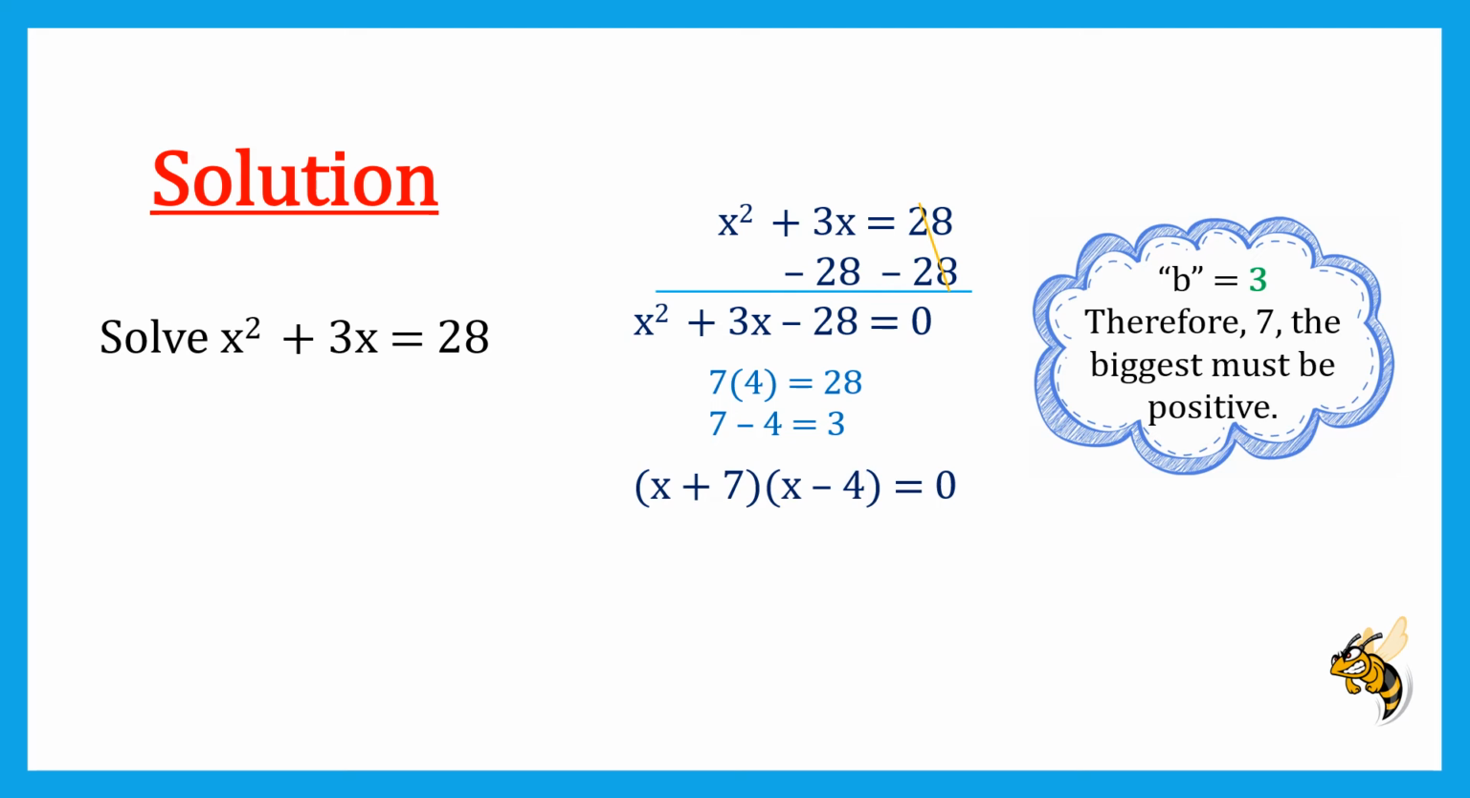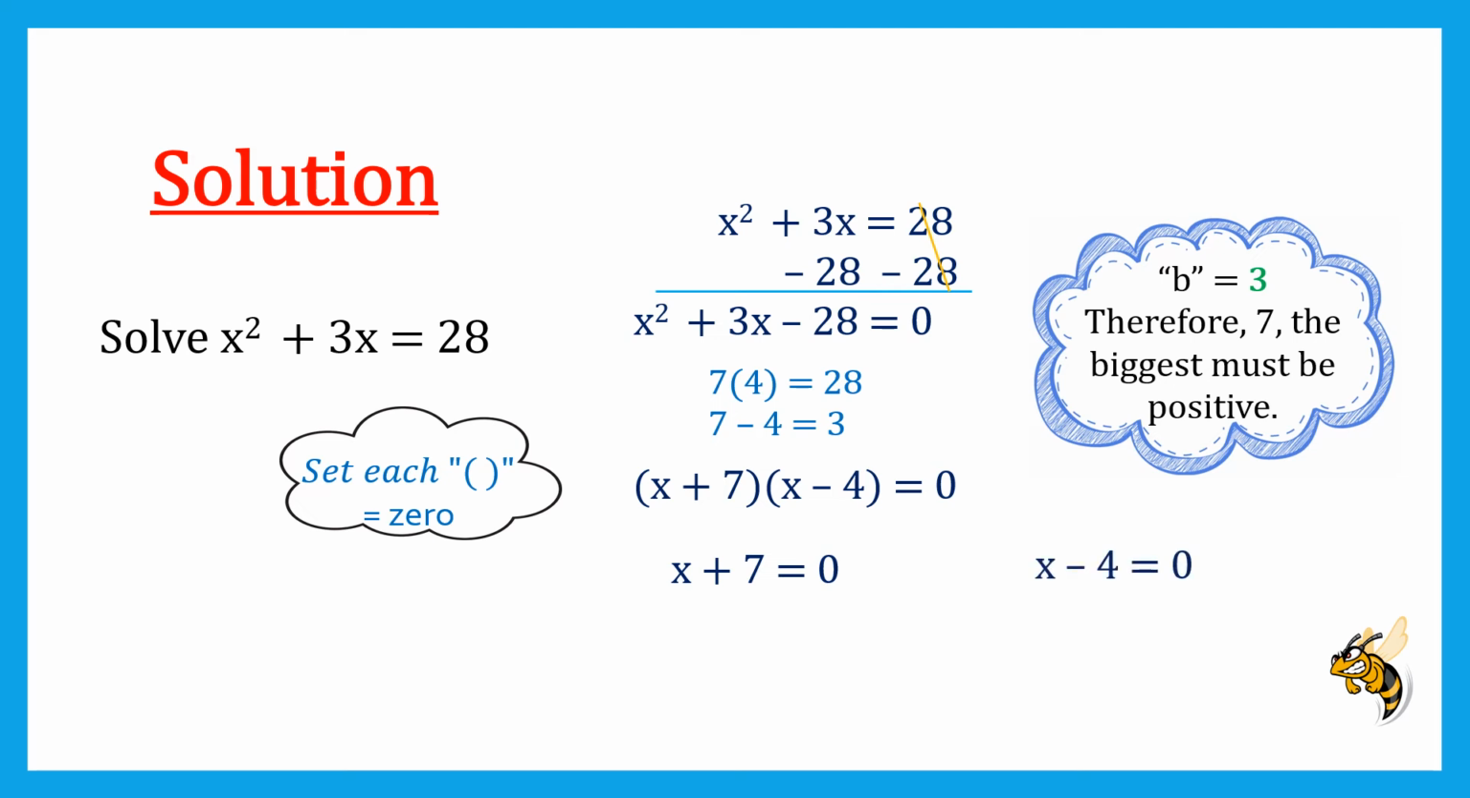And you can double check. 7 minus 4 is 3. 7 times negative 4 is negative 28, so it does make sense. Set each of them equal to 0. So x plus 7 equals 0 and x minus 4 equals 0.